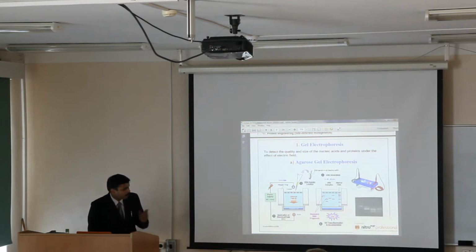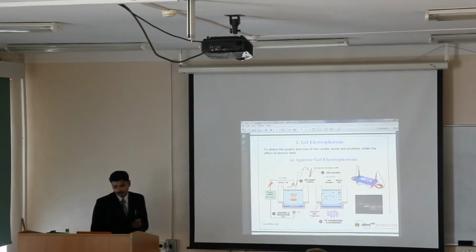Different DNA molecules are separated according to their size, because the longer DNA molecules lie higher and the smaller DNA molecules lie lower. The larger the size of the DNA, the higher the position, and the smaller the size of the DNA, the lower the position. In this way, using the agarose gel electrophoresis technique, we can detect the quality of nucleic acids in the electric field.